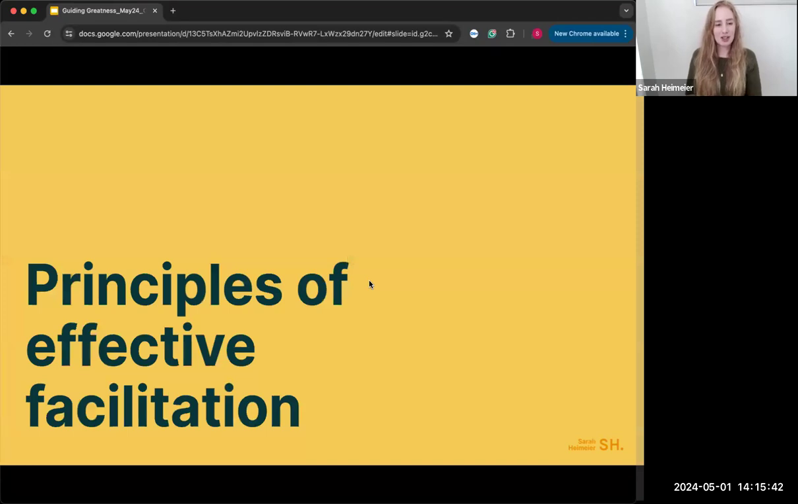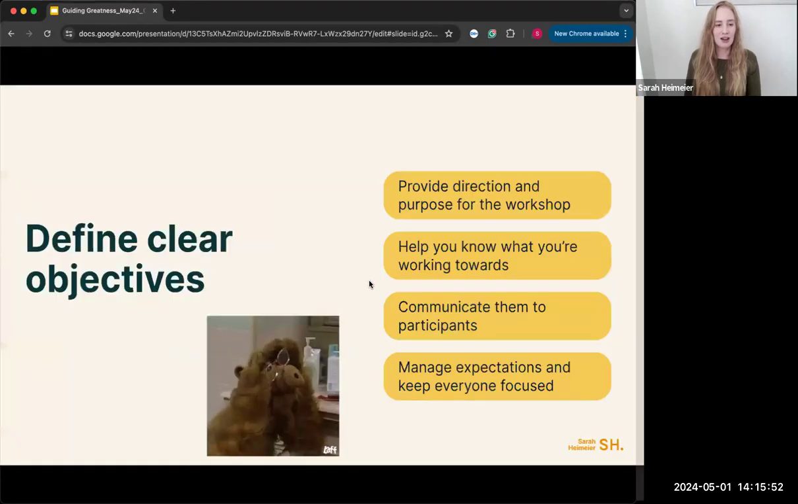Then the next point that I wanted to deep dive into, in terms of being a really great facilitator, is the principles of effective facilitation. What I find works fantastic for a workshop, to make sure you have effective facilitation and get to the outcome you're looking for, is the first step I always take: to define clear objectives.